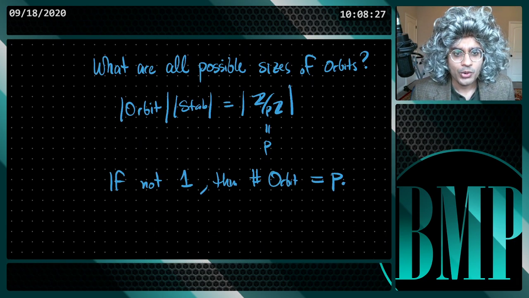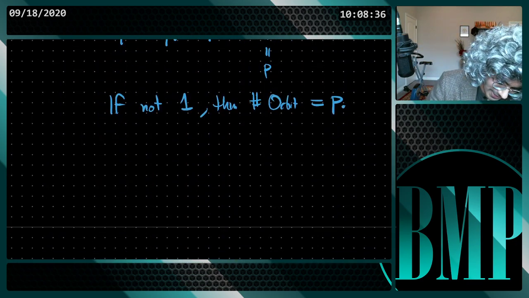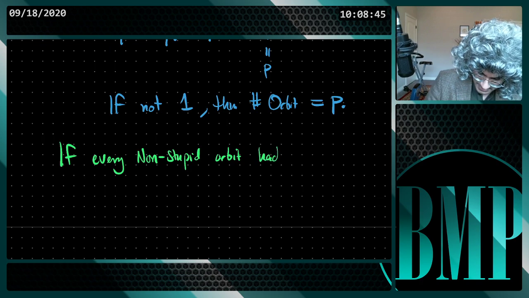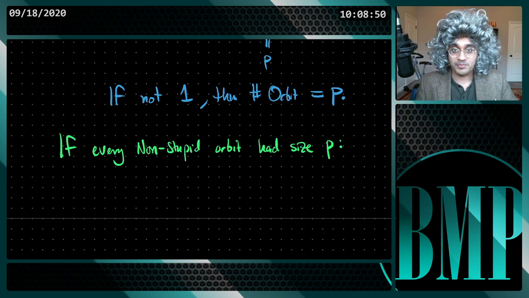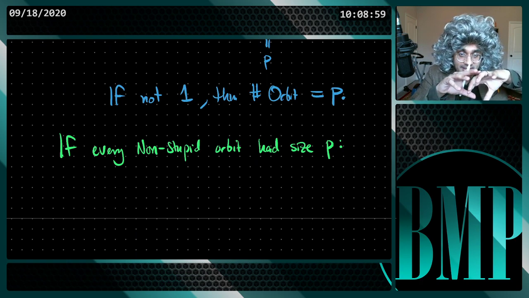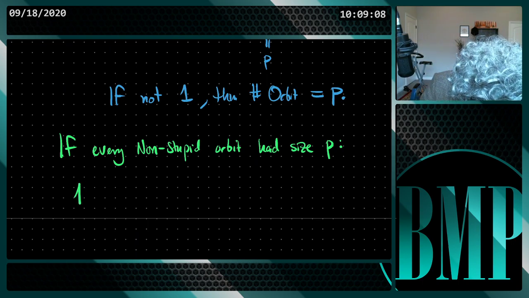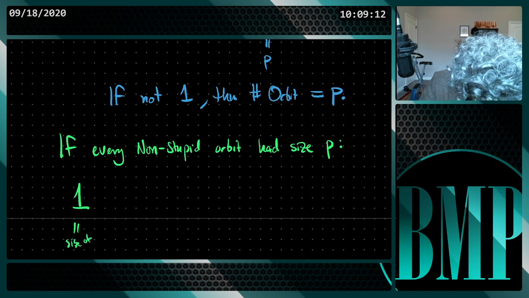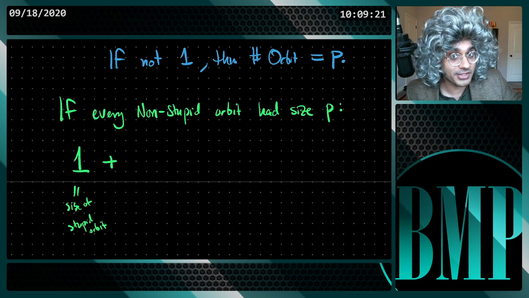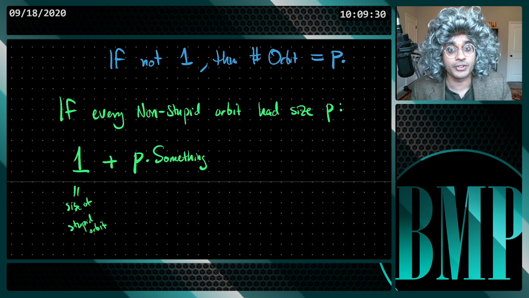All right, so I'm now going to show you it can't possibly be the case that every non-stupid orbit has size P. If every non-stupid orbit had size P, well, remember folks, the orbits partition the set on which G is acting. Two orbits don't intersect. If they intersect, they're equal. And if they're not equal, they just are disjoint. So we would end up with 1, this is the size of the stupid orbit, plus, now collect all the other orbits, which by hypothesis are all size P. P times something, something being the number of non-stupid orbits.